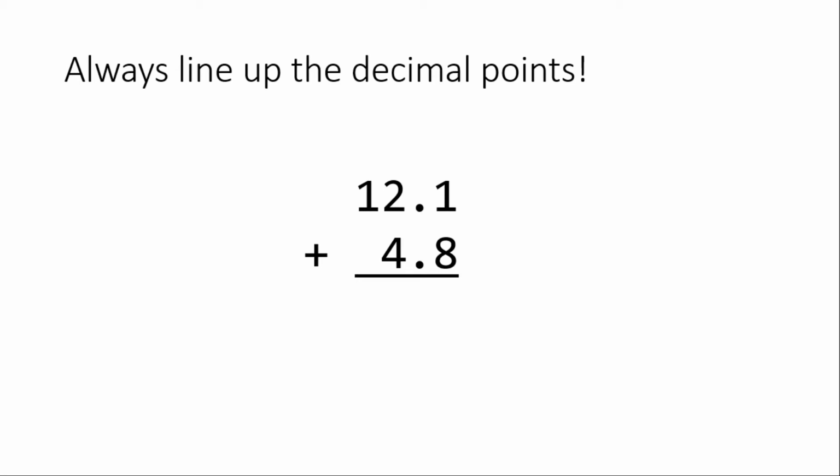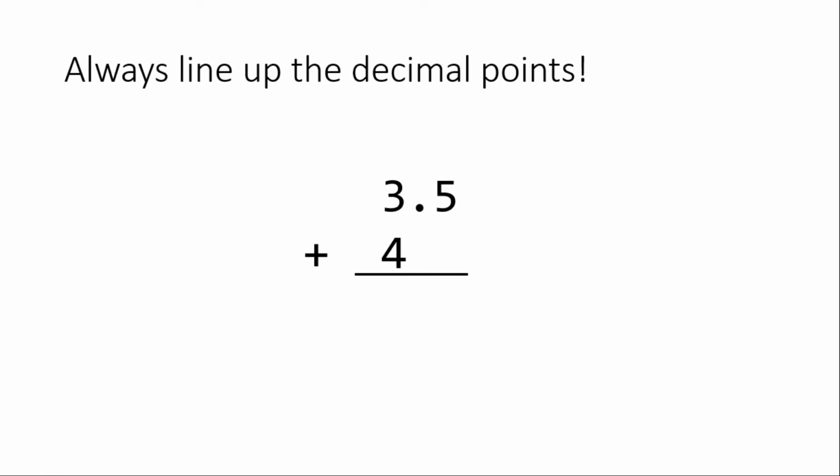So here we have 12.1 plus 4.8. First thing you want to do is line up the decimal point in the answer. 1/10 plus 8/10 is 9/10. Now let's add the wholes. 12 plus 4 is 16. And we know the answer is correct because we've lined up the tenths, the ones, the tens, and of course we lined up the decimal point.